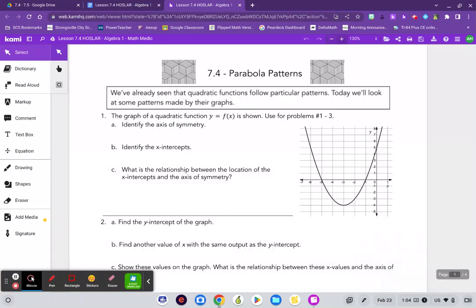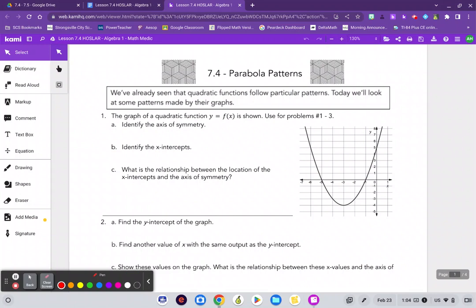We are going to continue to look at parabolas, the graphs of a quadratic function. And our big focus is going to be on the axis of symmetry today. In problem 1, it says the graph of a quadratic function, y equals f of x, is shown. Use this for problems 1 through 3. So the first thing we're going to do is identify the axis of symmetry.